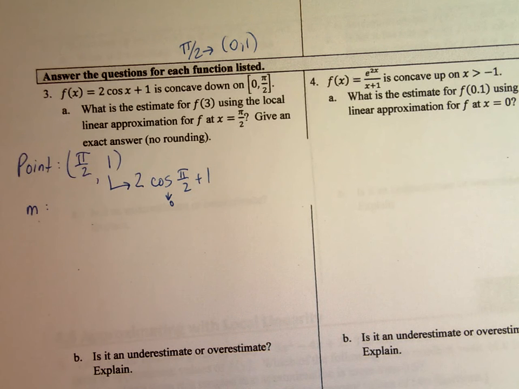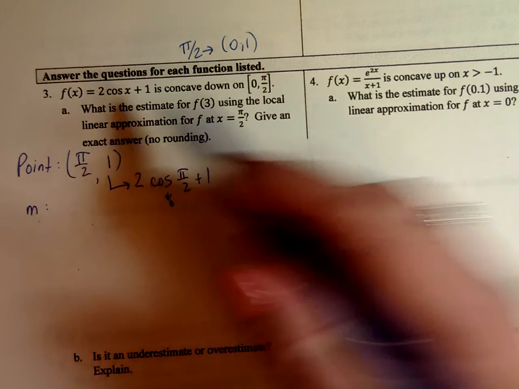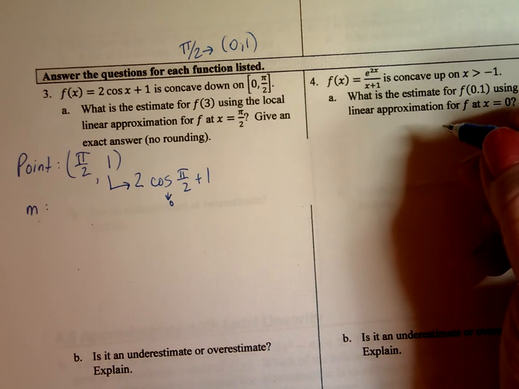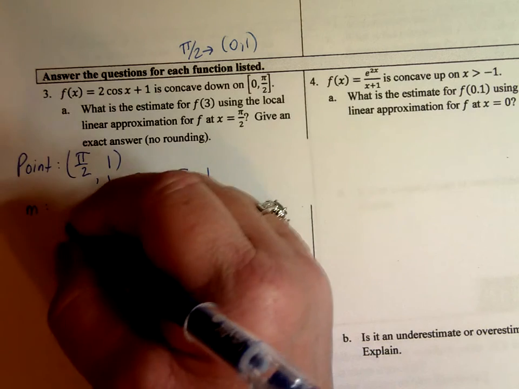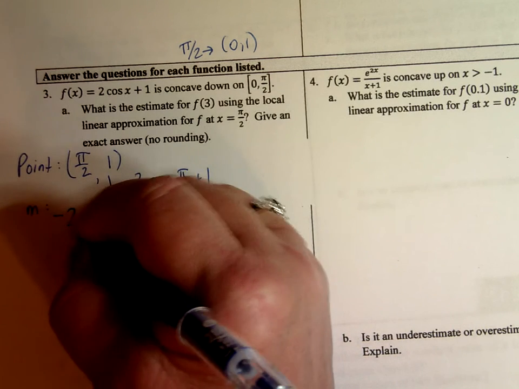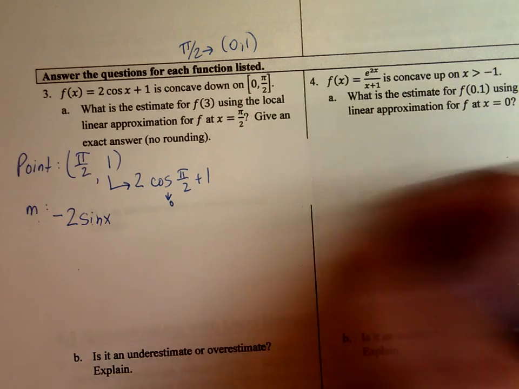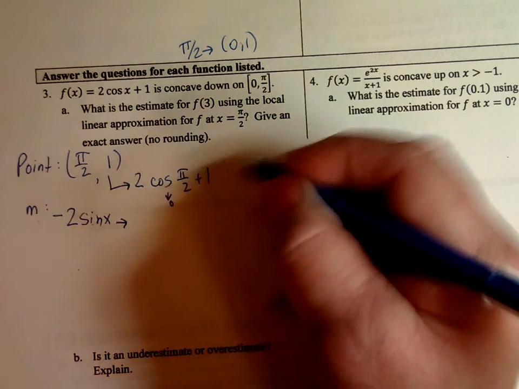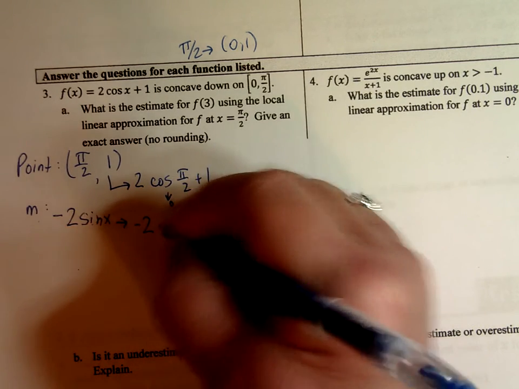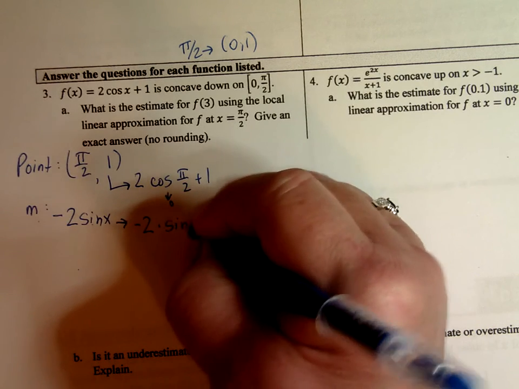Your slope comes from the derivative. Well, they didn't help me out there at all, did they? But I can find the derivative because I am that smart. I have 2 cosine of x. The derivative of cosine is negative sine. So my derivative is going to be negative 2 sine of x. The derivative of 1 is 0, so that's it. That's my derivative. What's my x value? Pi over 2. Negative 2 times the sine of pi over 2.